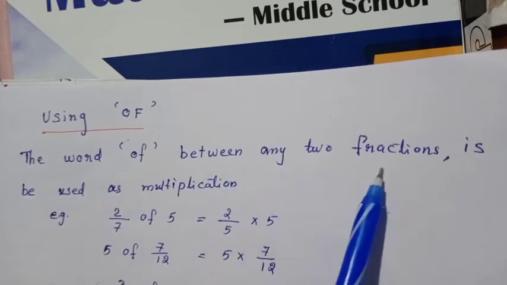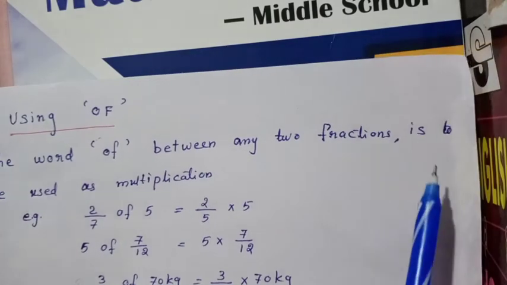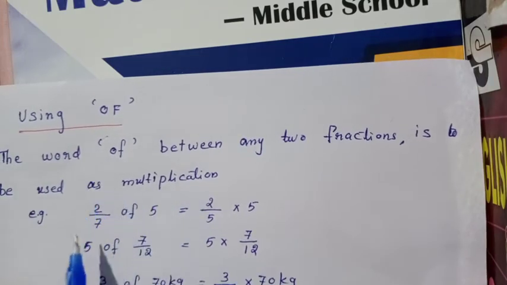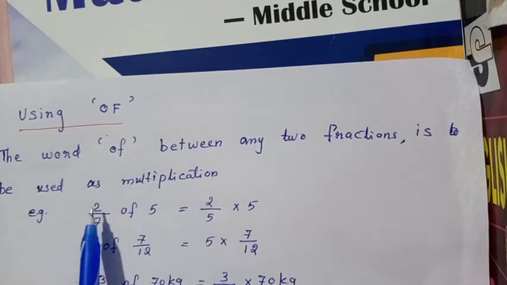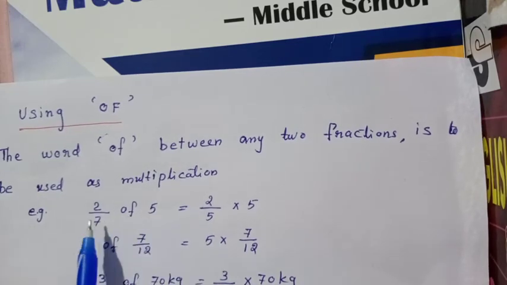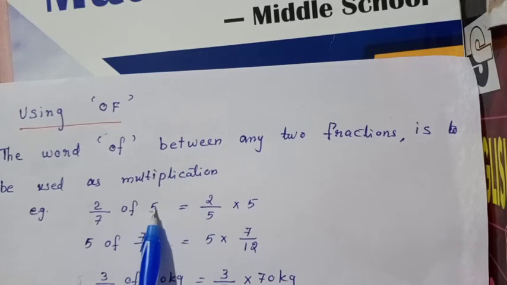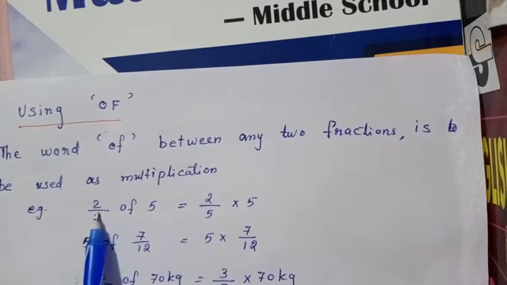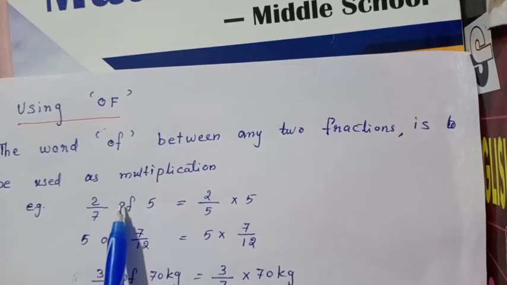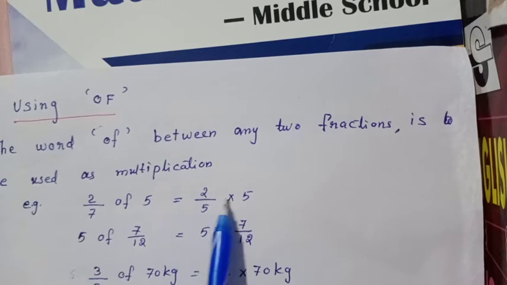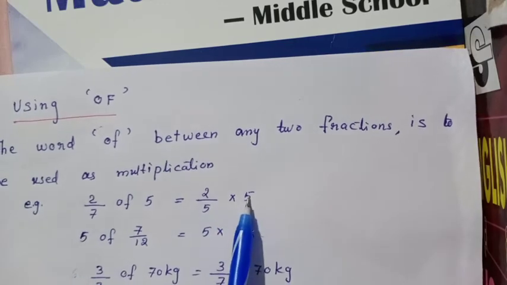Between any two fractions, "of" is to be used as a multiplication. For example, 2 by 7 of 5. 2 by 7 is a fraction, and 5 we can write as a fraction, 5 by 1. So "of" is between these two numbers. Then we will write 2 by 7, and instead of "of" we will put into 5.